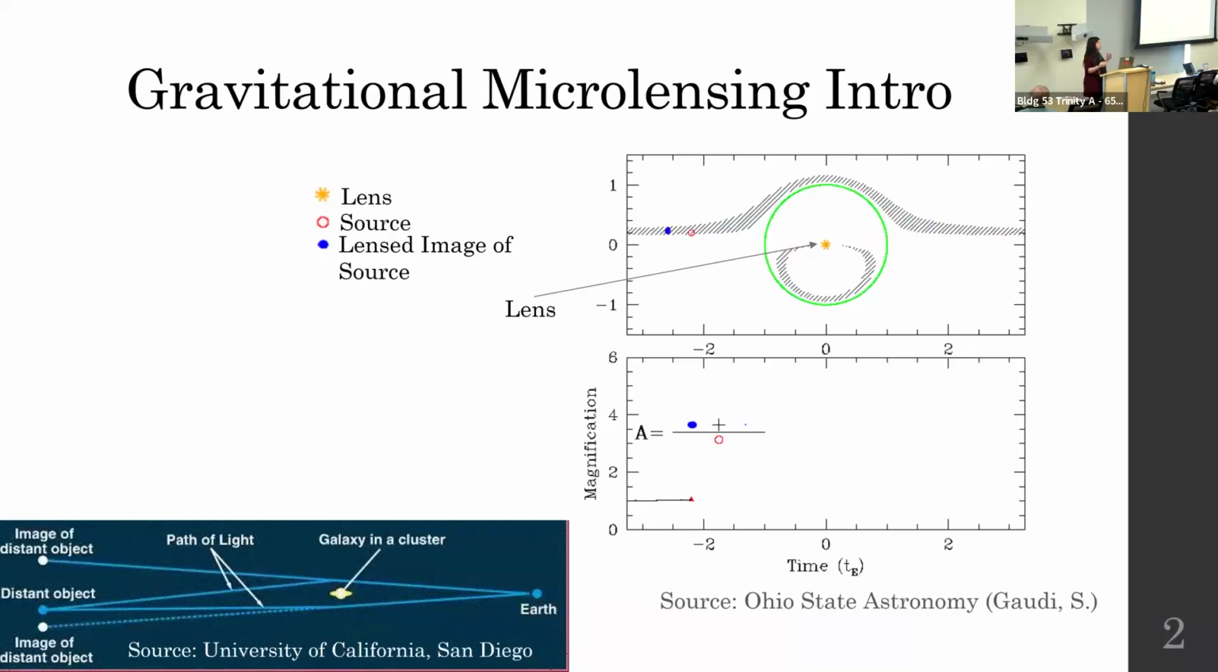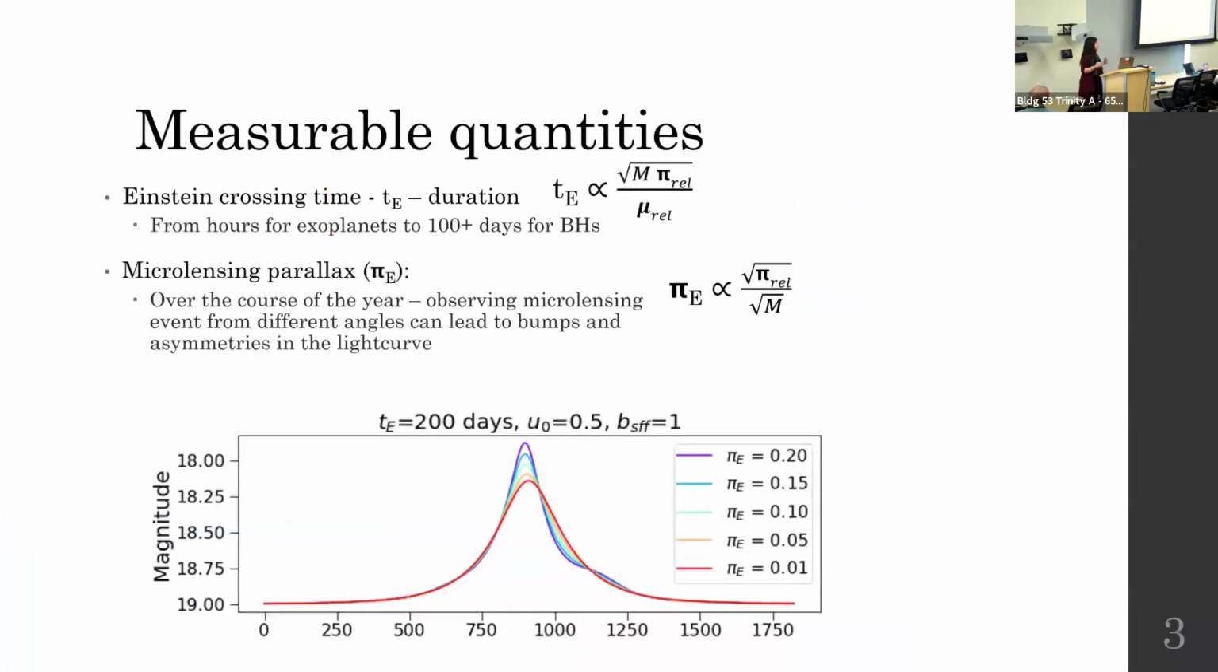As they pass by one another, you get distorted images of that distant source, which are represented in blue. In the case of microlensing, you generally can't resolve those distorted images. Instead, you see an increase and a decrease in brightness as they're blended together and as the source and lens pass by one another. There are a couple of measurable quantities in microlensing. One is the Einstein crossing time, or tE, which you can think of as the duration of the microlensing event. This scales with the square root of the mass of the lens, with the relative parallax between the lens and source, and inversely with the relative proper motions between the lens and source. This can scale from on the order of hours for exoplanets to 100-plus days for black holes.